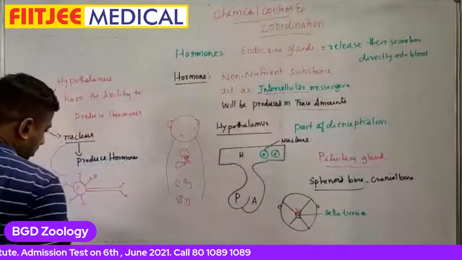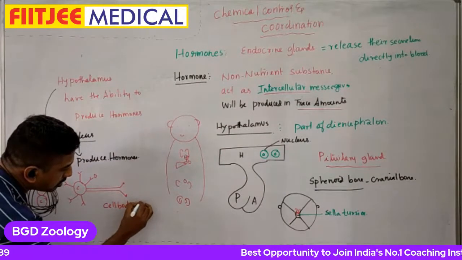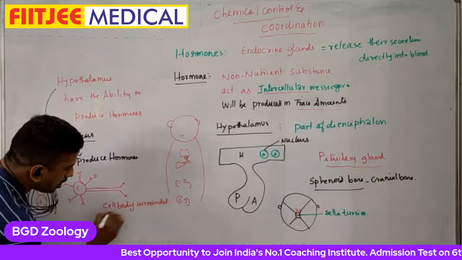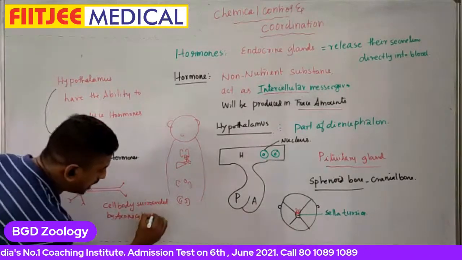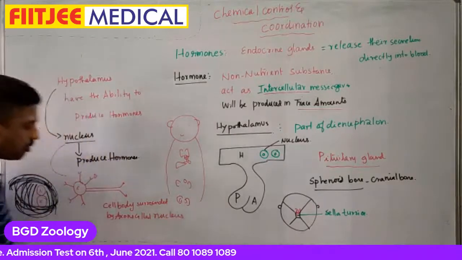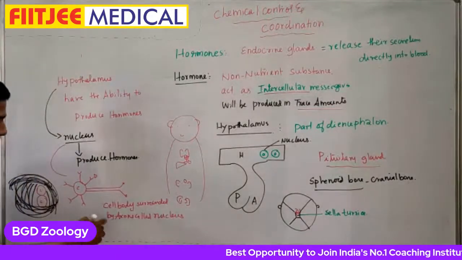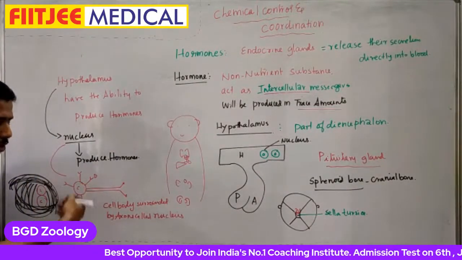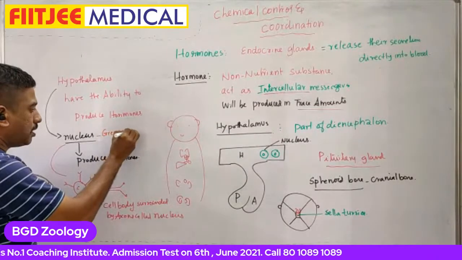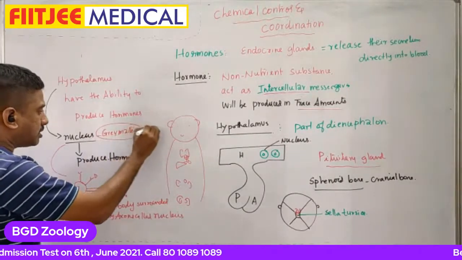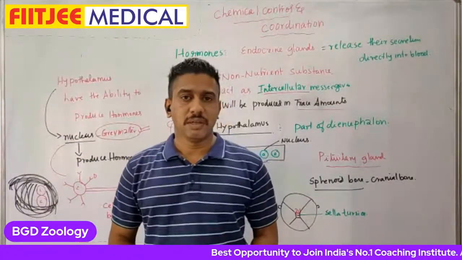So let me write that. Cell body surrounded by axons called nucleus. Right? So basically it's a cell body. The cell body will be surrounded by many axons. So basically a nucleus is gray matter. Remember that point. It's not white matter, it's gray matter. Clear? That is also clear. No doubt in that. Right.